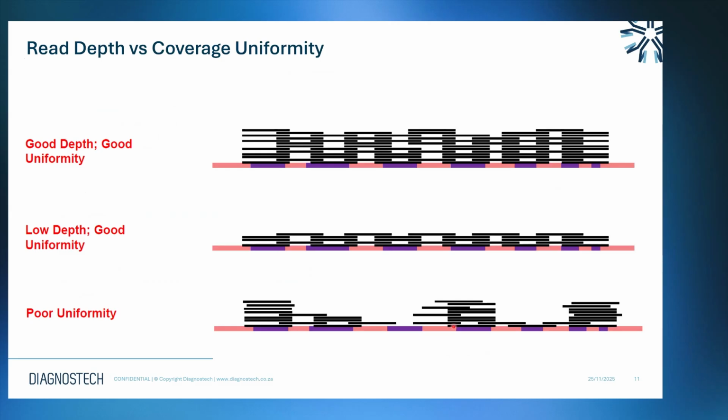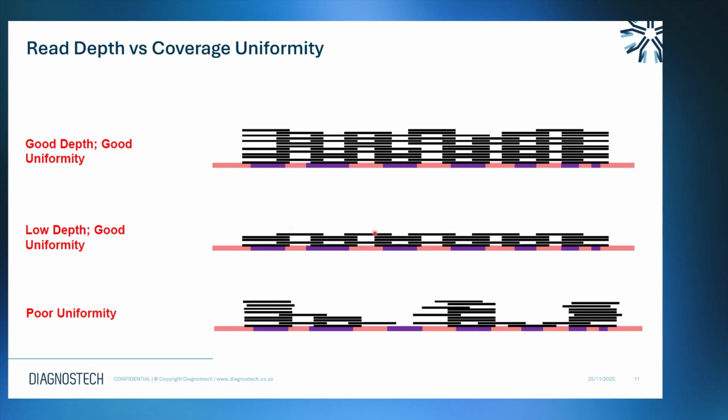And just to go on from that, just to show you some examples of depth versus uniformity. So at the top one, we have good sequencing depth and good uniformity. So that depth is maintained across the entire target region. And that's really an ideal world. The one in the middle is low depth, good uniformity. So we can see it's uniform, although there's fewer reads than we would like. So the read depth is a bit lower.